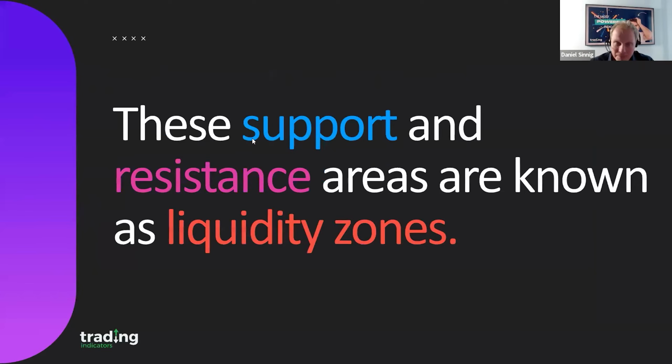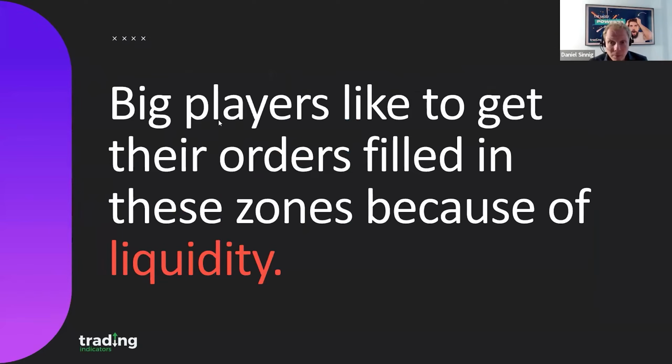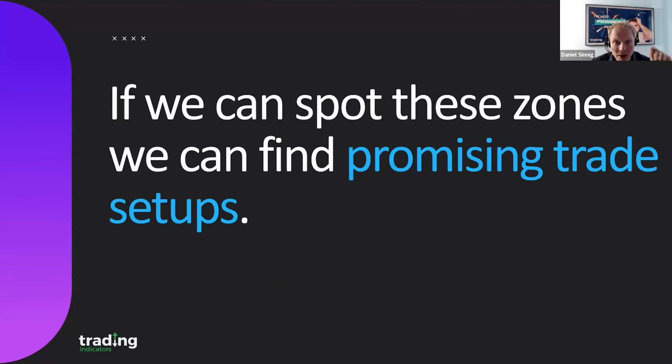Now, real quick, typically these support and resistance areas where we have excess volume, excess liquidity, are known as liquidity zones. And they're called this because this is where the big players, the culprits, want to get their big orders filled because of excess liquidity, because of above average liquidity. This is where they can get them filled in the first place. All right. Now, we cannot call these areas, we cannot create them, but we can trade around them. And if we are able to spot these zones, we can find very promising trade setups.